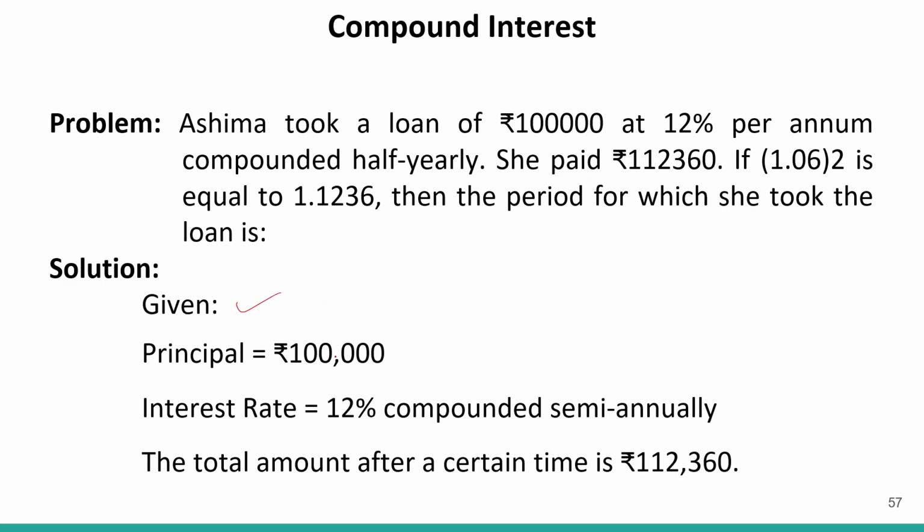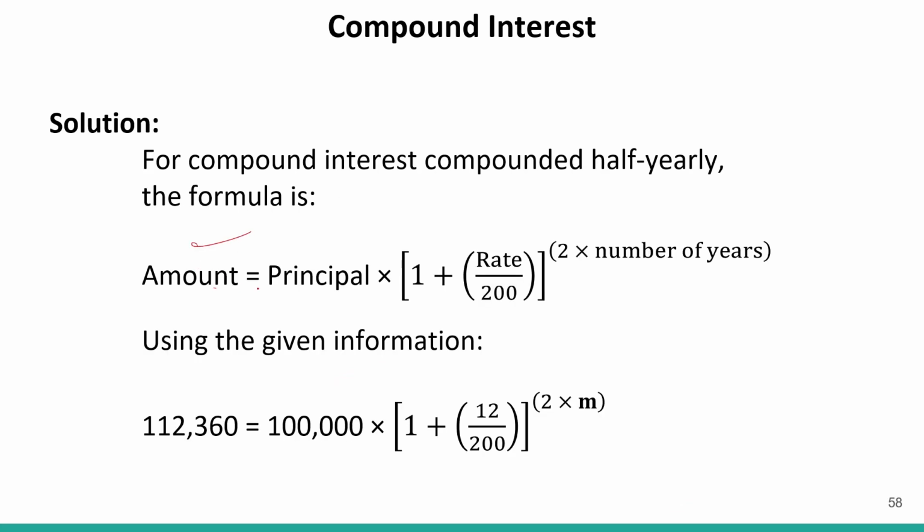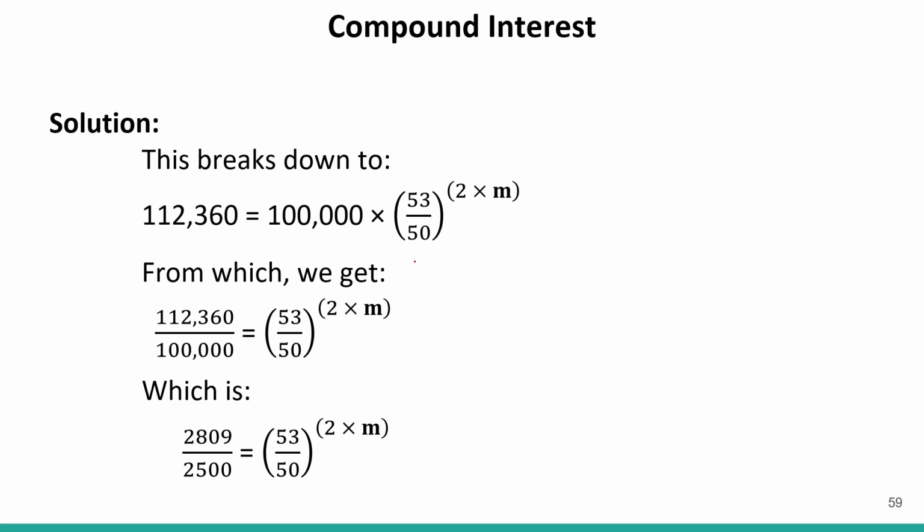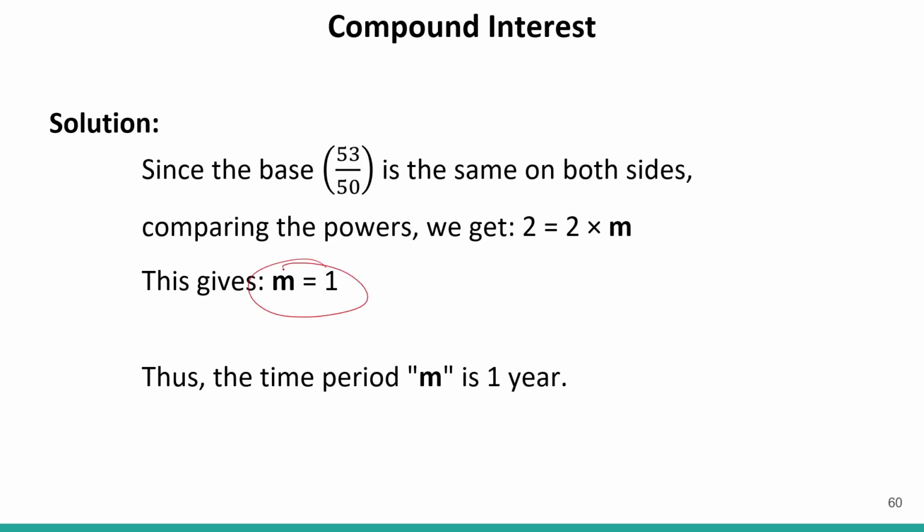Given that the principal amount is 1 lakh, and the interest rate is this much, we can calculate the compound interest. Using this formula, amount is equal to principal into this much into this. Using the given information, we are left with 2M in the power, where M is unknown here, so we take the time period to be M. From which we get this by this is equal to 53 by 50 power 2M. So M must be equal to 1. So the time period is actually 1 year.